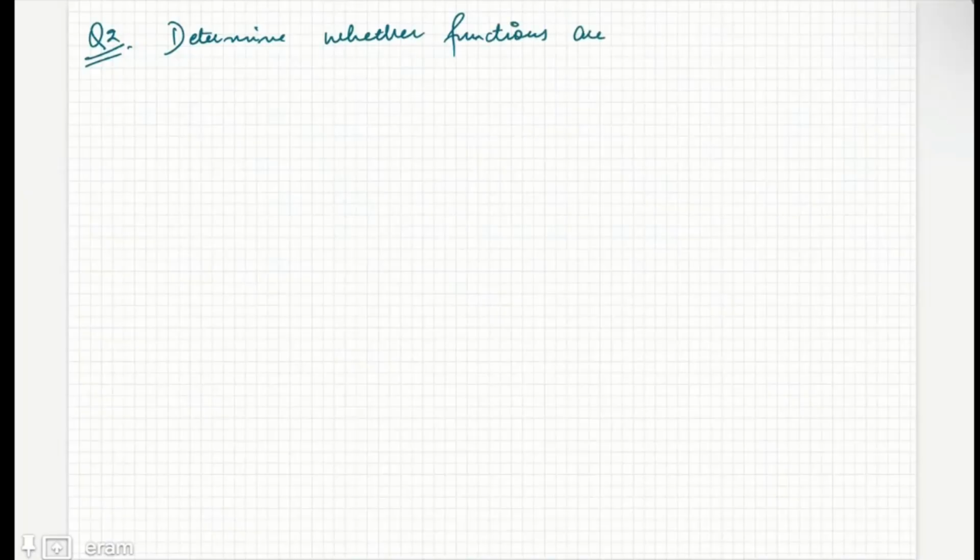Okay, now let's check how to identify class K functions. We need to determine whether the following functions are class K functions or not.